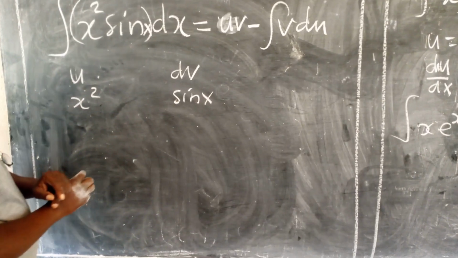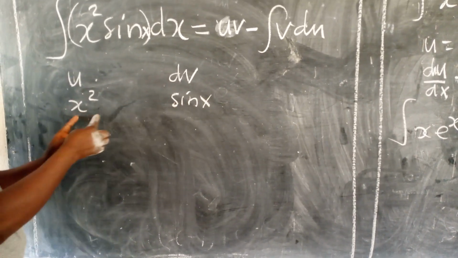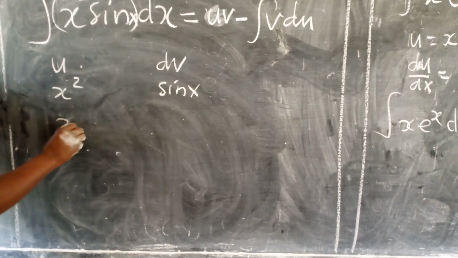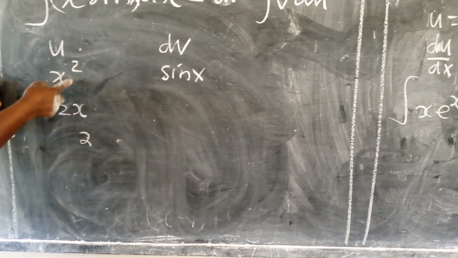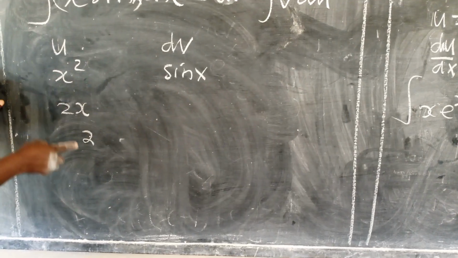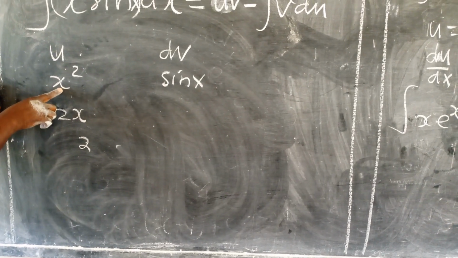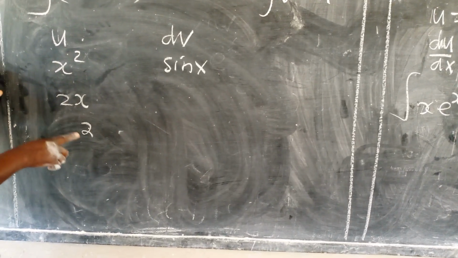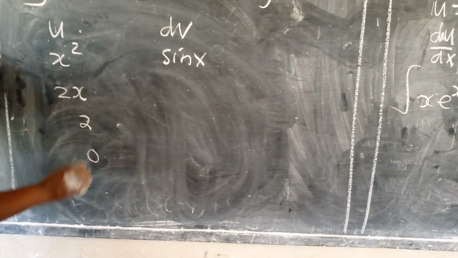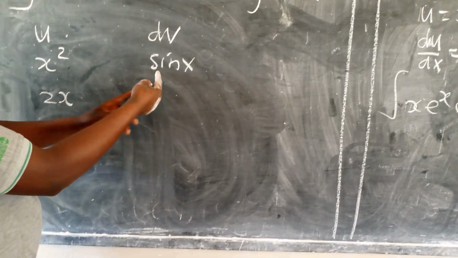So sine x like this. Here I will be integrating there. So here when you do this, it becomes like that. When I do that, it becomes like that. Mind you, I'm differentiating. I'm just differentiating. What is du dx of x squared? 2x. Du dx of this 2x is 2. This one is 0.